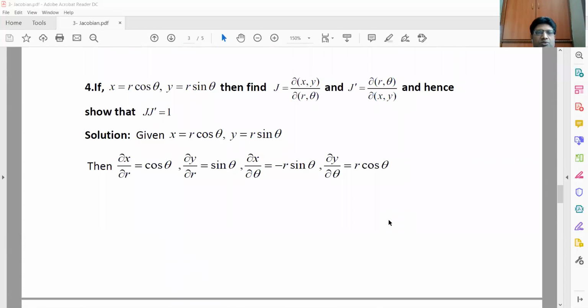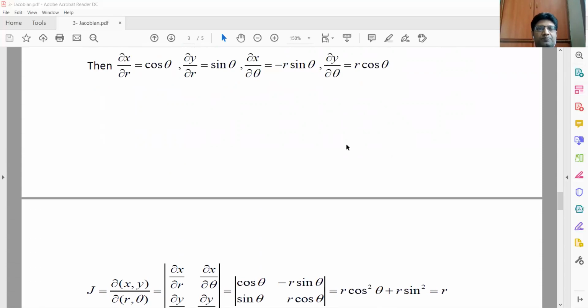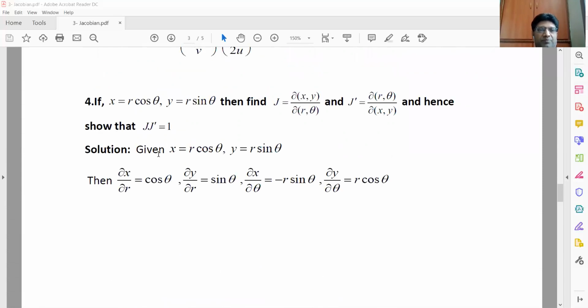Next, if x equals r cos theta, y is r sin theta, then find Jacobian of xy with respect to r theta and r theta with respect to xy, and hence show that j dash is 1. Okay, the same type here it is. So, given x is r cos theta, y is r sin theta. So, in order to calculate this, we require dou x by dou r, dou x by dou theta, dou y by dou r, dou y by dou theta. All these four derivatives are calculated here.